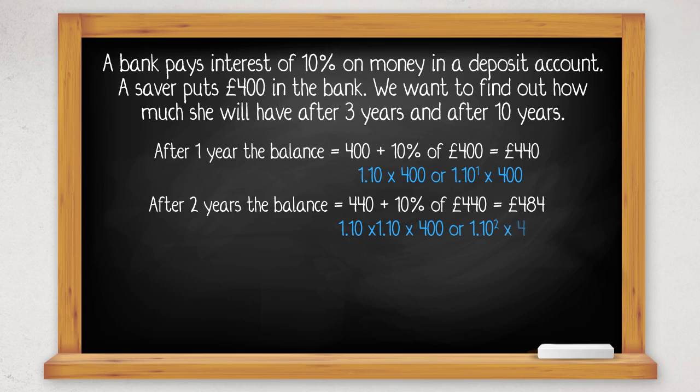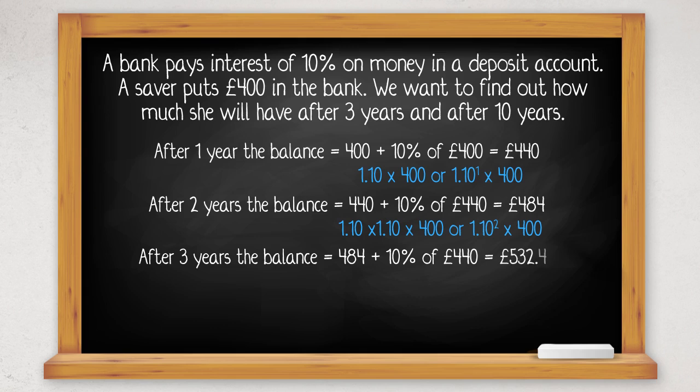of 2 times 400. After 3 years, the balance equals 484 plus 10% of 484, equaling £532.40. Another way to calculate this is to multiply the balance at the start of the third year, which is the end of the second year, by another 1.10, which is 1.10 times 1.10 times 1.10 times 400, or 1.10 to the power of 3 times 400.